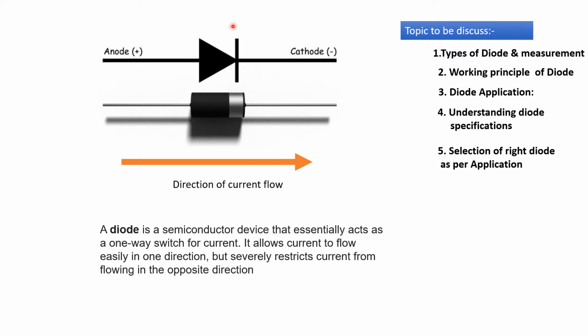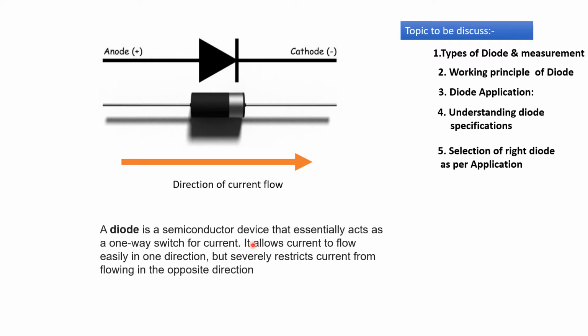So this first picture that you are seeing here, which many have seen in books, shows the anode, which is positive, and the cathode, which is negative. And this one, which you might have seen in some pictures in your electronics lab, these are diodes. The direction of current flow is always from anode to cathode. If you come across the definition, a diode is a semiconductor device that essentially acts as a one-way switch for current.